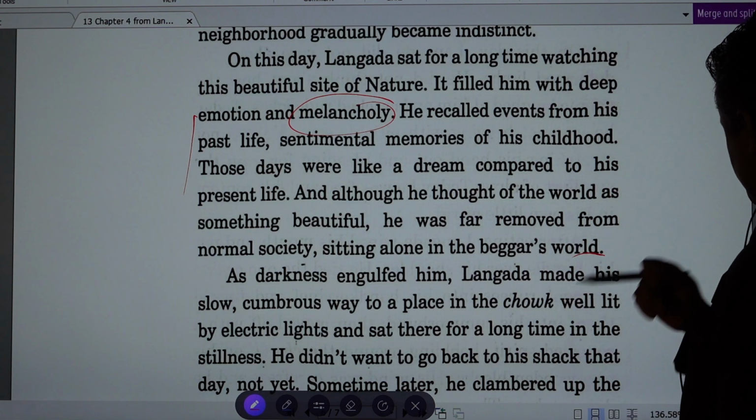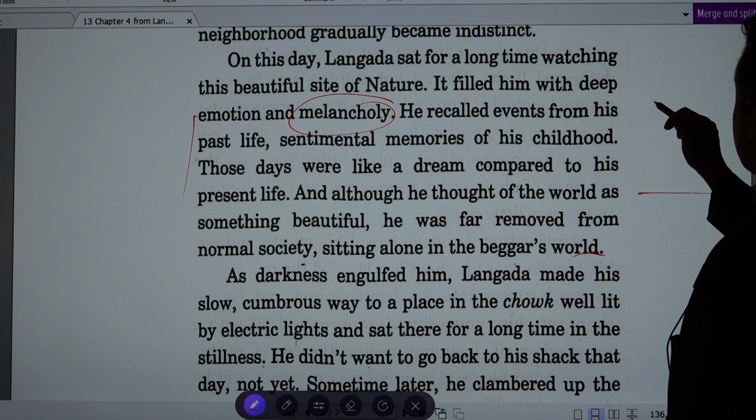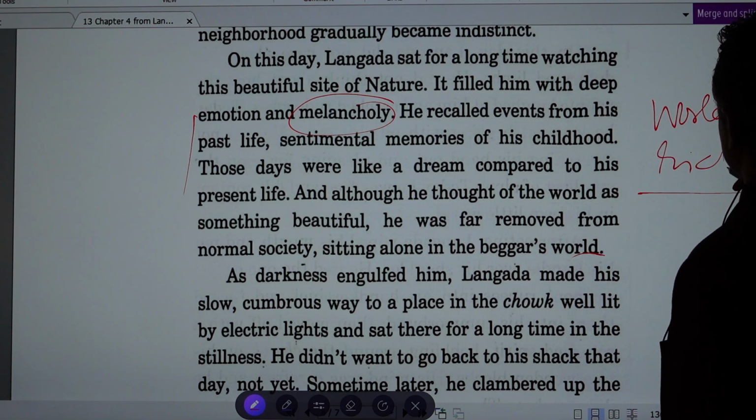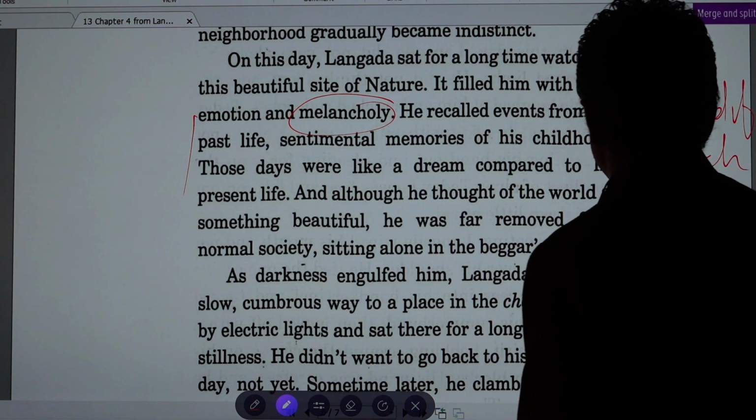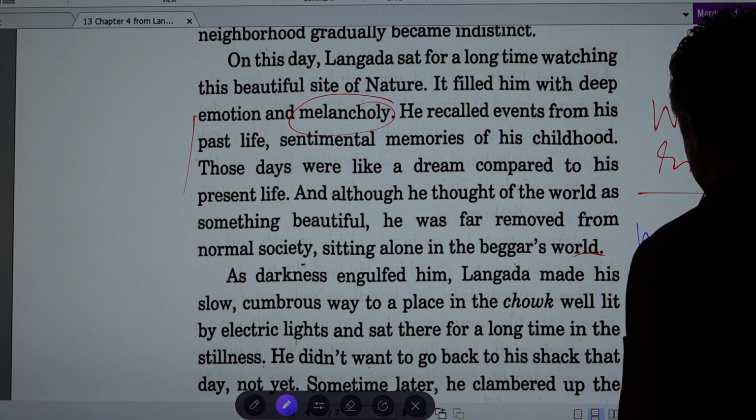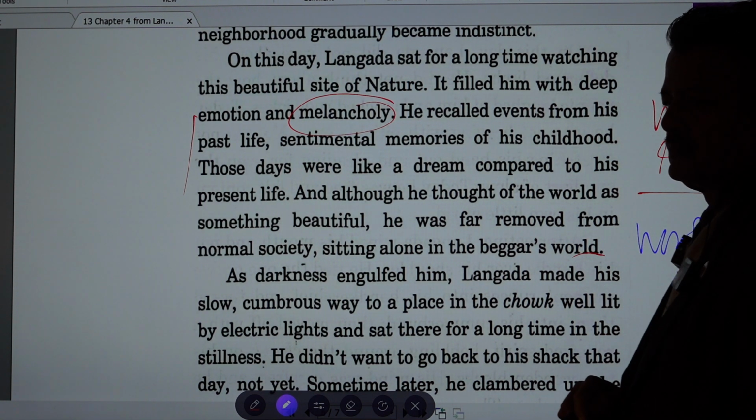So we have two worlds in this story. In this story, we have the world of the rich, and we have the world of the poor. We have two sansar.